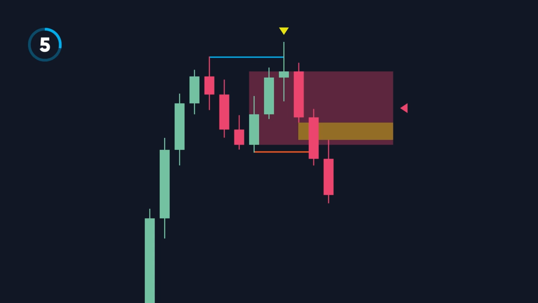And because the order block was created as a result of this PD array being respected, it makes the order block much more likely to also be respected because it supports the bearish directional bias of the market structure.